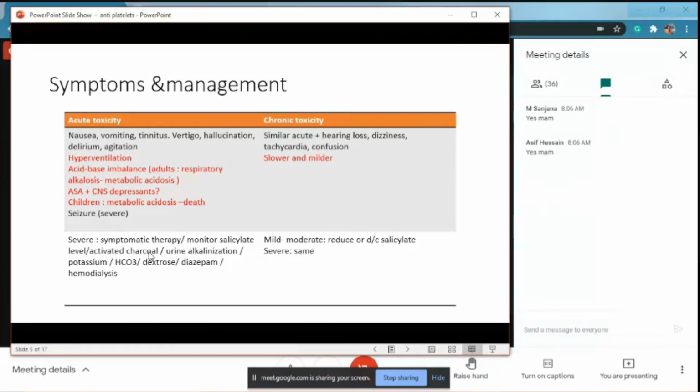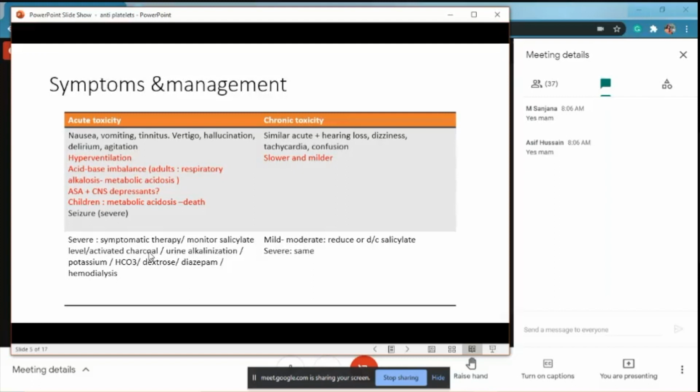Again, the most important thing to remember here is hyperventilation related to acute toxicity, especially the acid-base imbalance, and that pretty much all the toxic symptoms of acute and chronic toxicity are related to the CNS. Now, how do we manage? We manage with symptomatic therapy. We don't give any antidote. In toxicity, we always do symptomatic therapy; we don't give an antidote in this case.